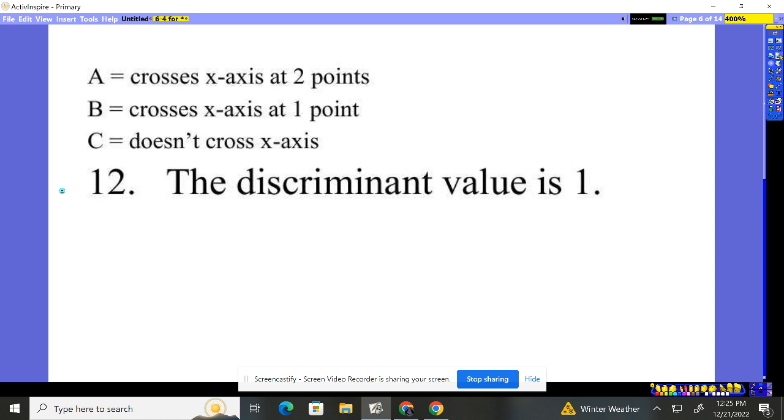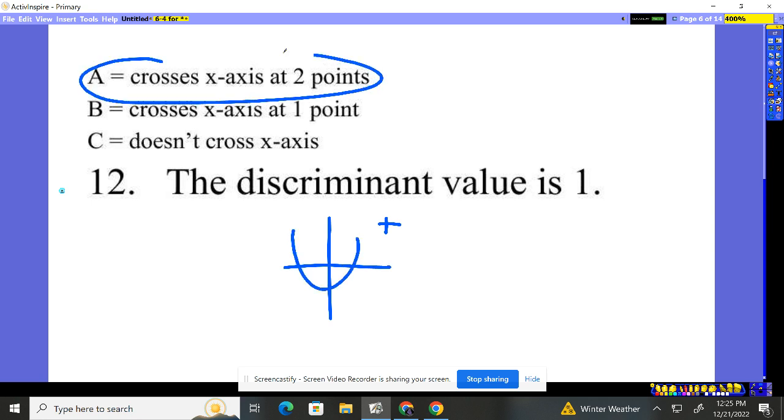For number 12, discriminant value was a 1. That means it was a positive, right? So you ended up with two solutions that got crossed in two spots. So it crosses in two spots for number 12.